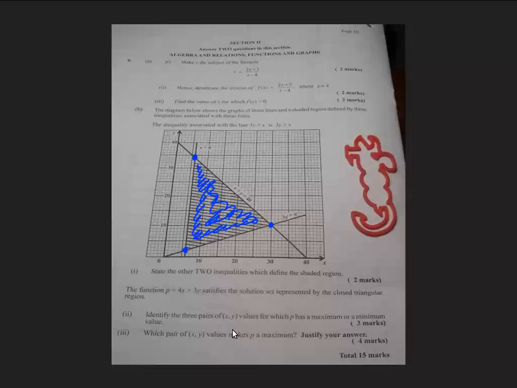And so that's the three pairs of values that they want us to identify. And then which pair? Well, to find out which pair, we plug the points into the optimization function, and whichever value gives us the maximum value, that's the point that we use. So let me just state what these points are. Each tick on the x-axis represents one unit. So that's 1, 2, 3, 4, 5, 6.